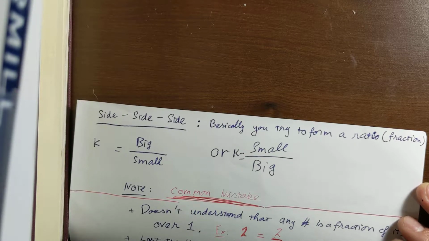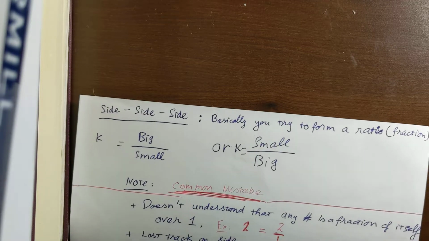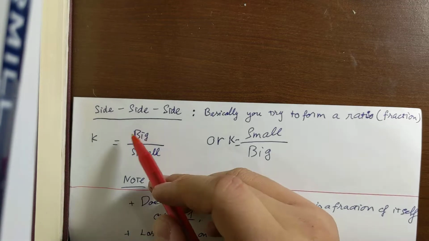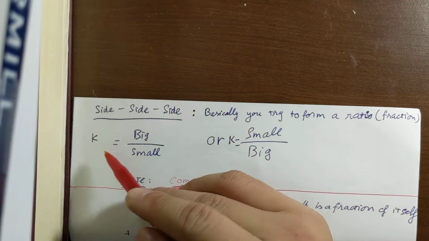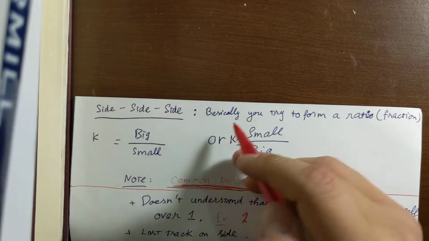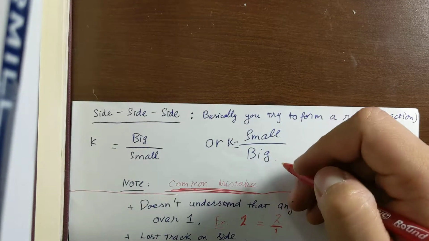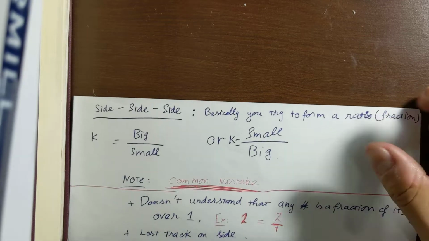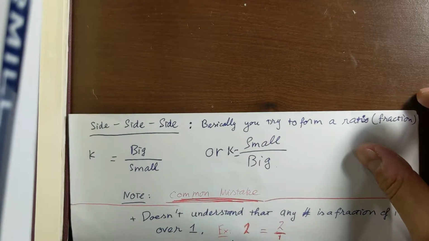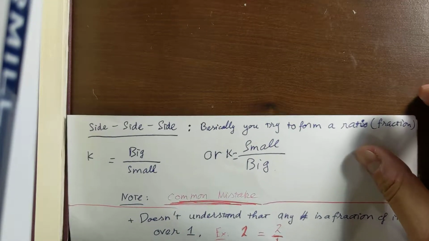Basically, in this case, all you have to do is try to find ratios, which are fractions. And you can do it either way. Either you take your ratio k as the big one over the small one, or your ratio k can be the small one over the big one. How can you form that? Well, all you have to do is take the corresponding sides and put them in there.